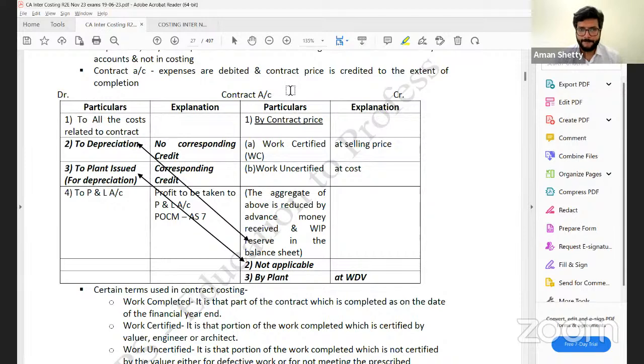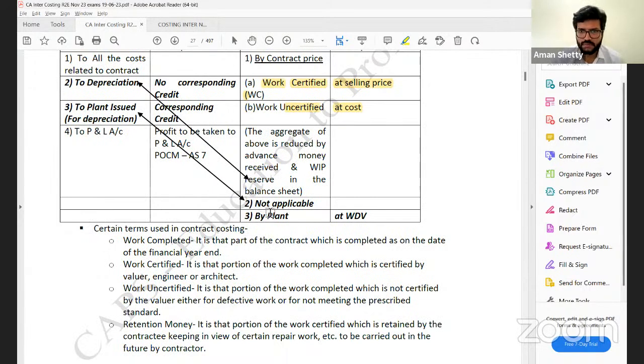Contract account, debit and credit particulars: to all the costs related to the contract, to depreciation, there is no corresponding credit for it. To plant issued for depreciation, corresponding credit is there, and to P&L account, profit to be taken to P&L account, percentage of completion method, AS 7. On the credit side, by contract price, under that A, work certified at selling price, B, work uncertified at cost. The aggregate of the above is reduced by advance money received and WIP reserve in the balance sheet. For depreciation, there is no corresponding credit, and plant is recorded at WDV.